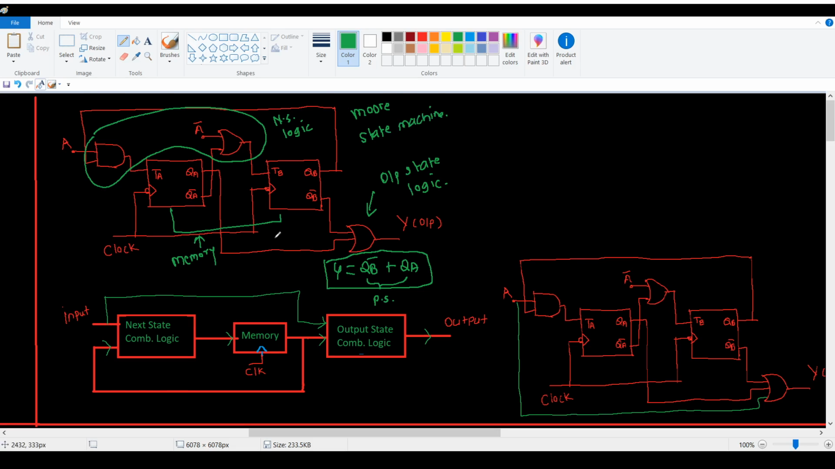Let us see the Mealy state machine. This diagram represents the Mealy state machine. How to verify that this is a Mealy state machine? Here you can see the output depends on input as well as the present state. So this is a diagram of Mealy state machine. Let us see the example of Mealy state machine.